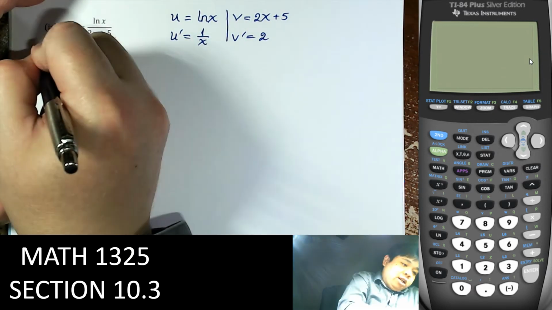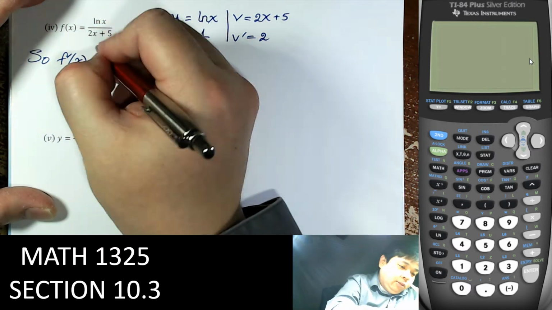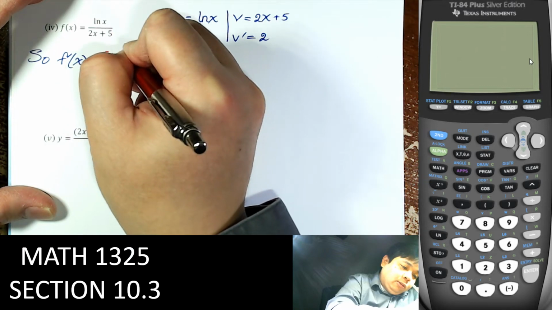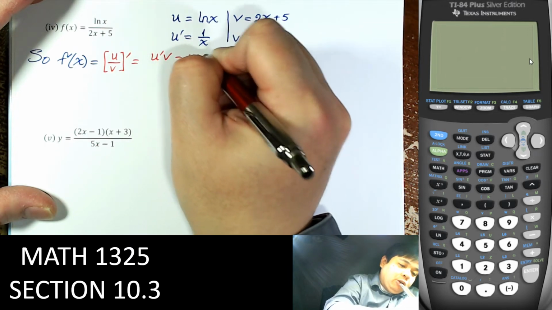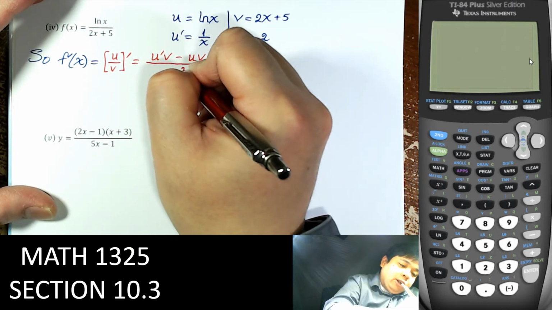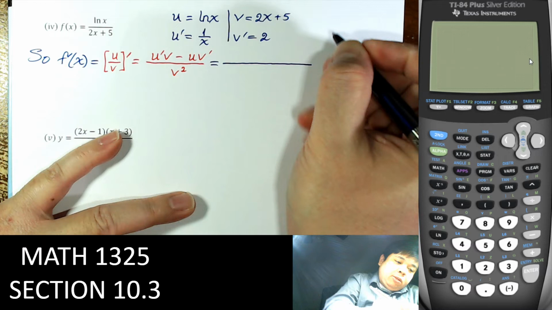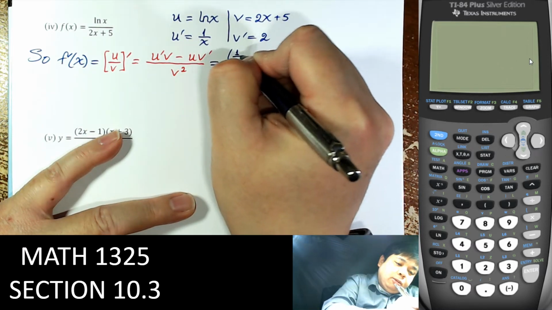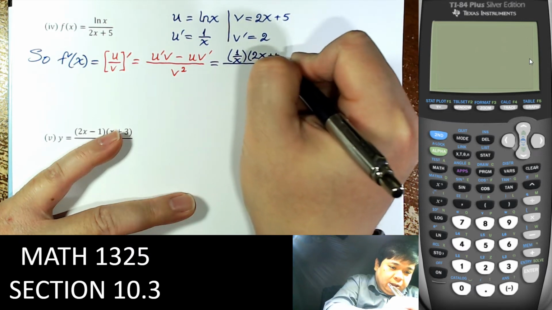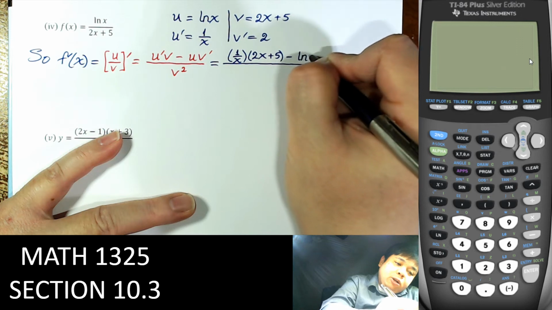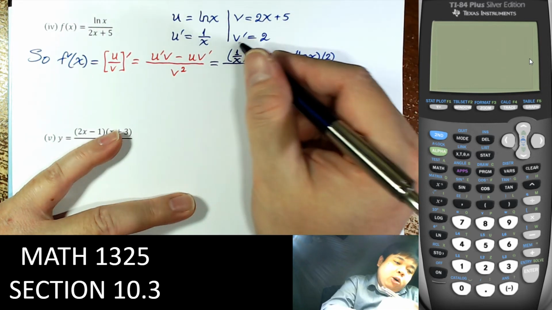Right, now we can take the derivative. u prime v minus u v prime over v squared.